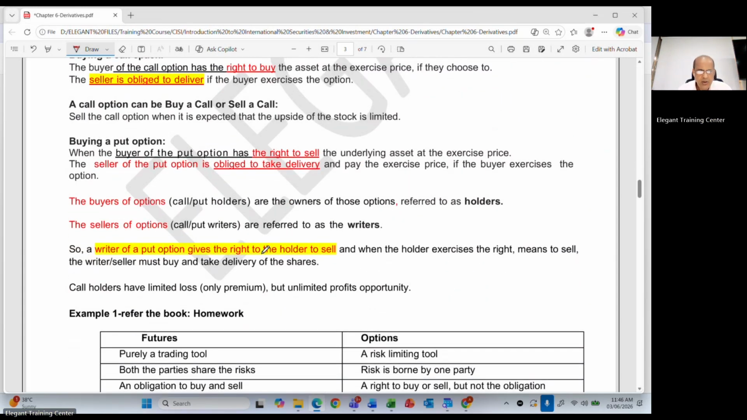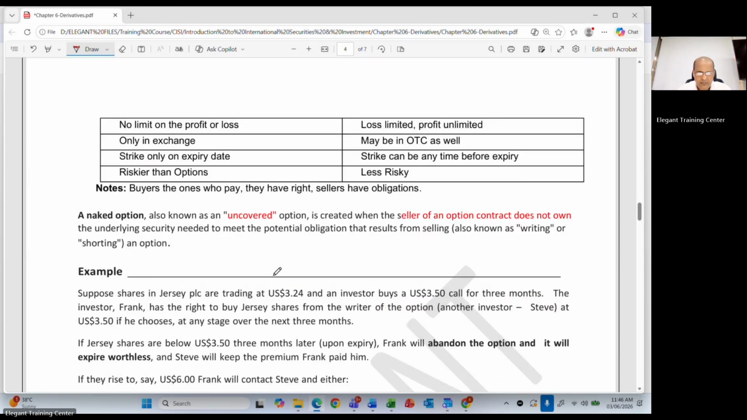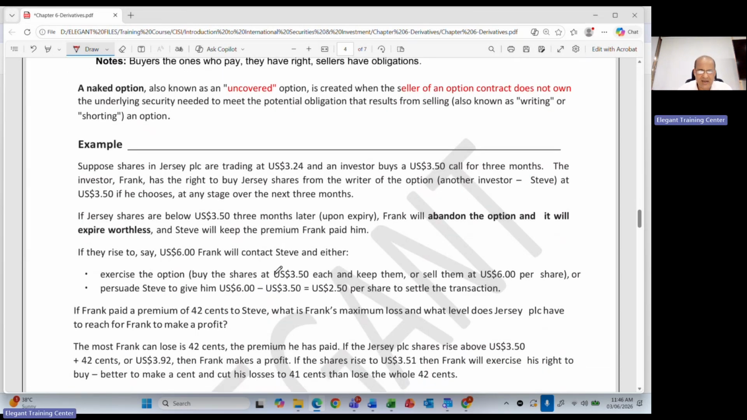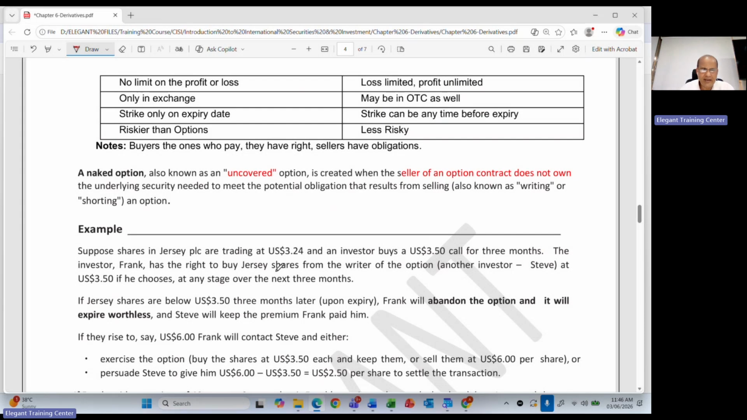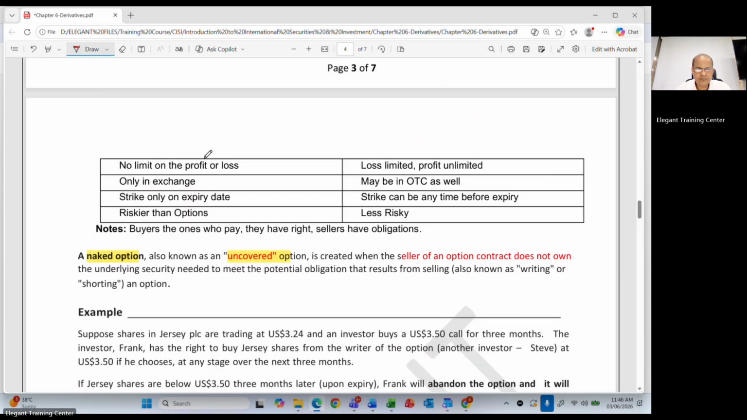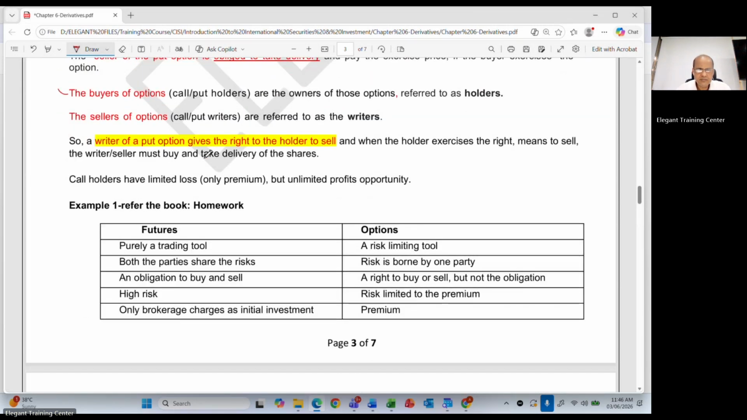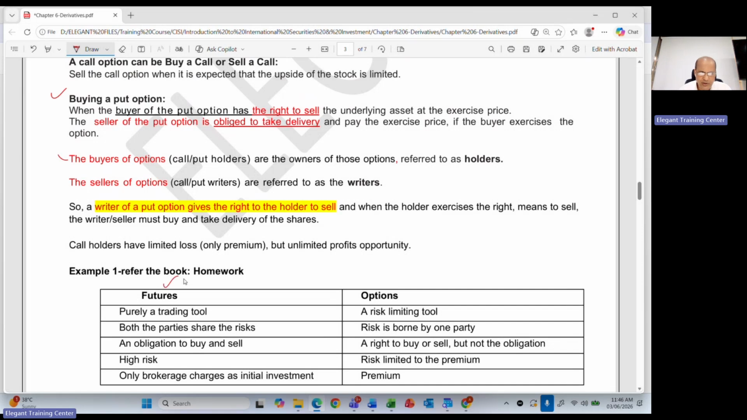Okay. So buy a call option and put option. So let us start, have some example here, right? Then coming to something called a naked option, also called an uncovered option, and one is a covered option. Same thing, let's understand. Okay, so we discussed future and options, future versus options. You can read them, the differences.